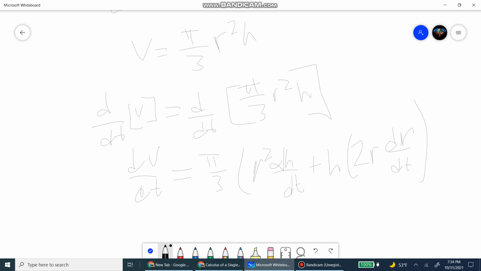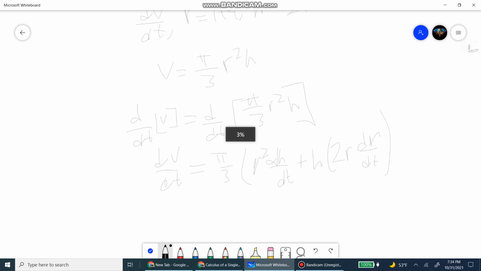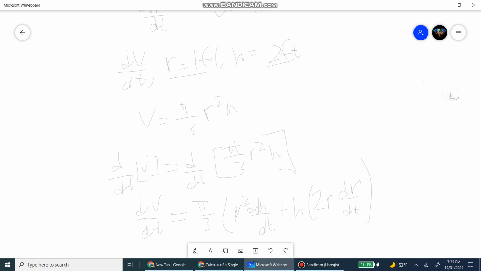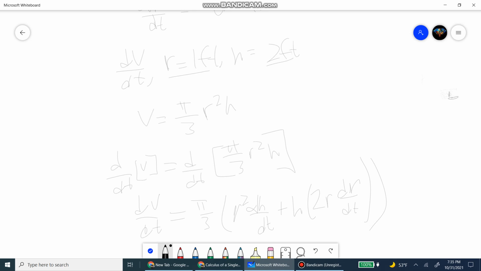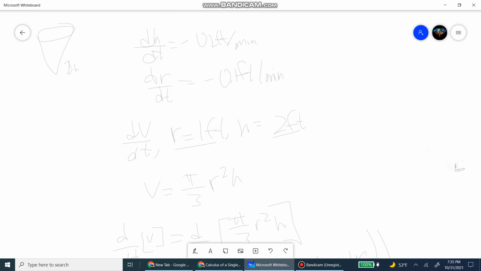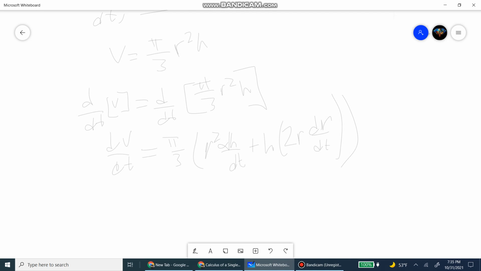To end the problem, you just have to sub the values in, because dV/dt is what we're finding. r equals 1 foot, so put 1 for r. h equals 2 feet, so put 2 for h. dH/dt and dr/dt, we have those values right here, so you can plug in negative 0.2 and negative 0.1 for those. And then you should get your answer. That's pretty much it for related rates. You can do it for other scenarios too.